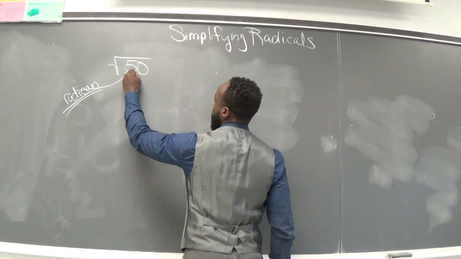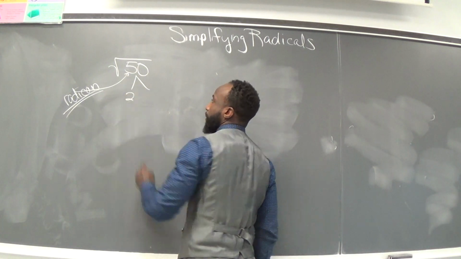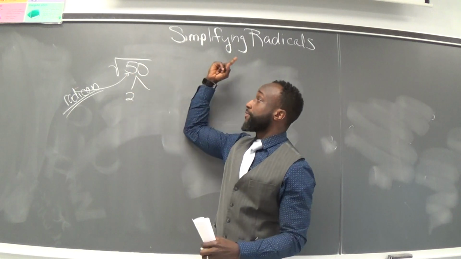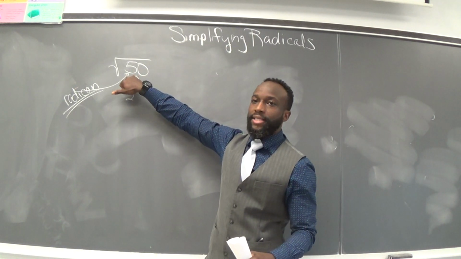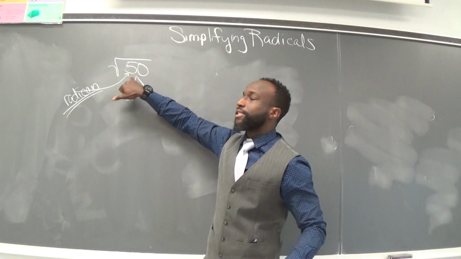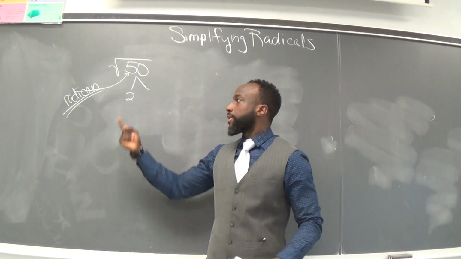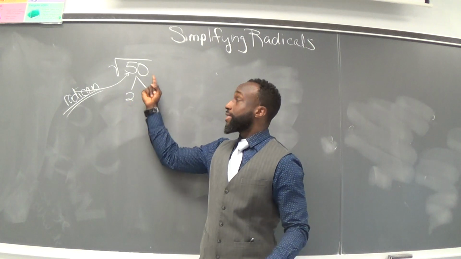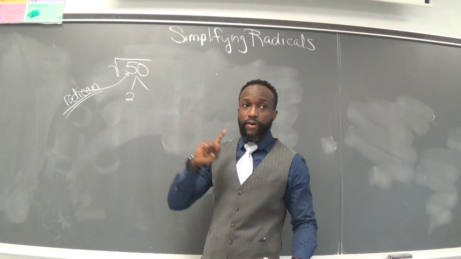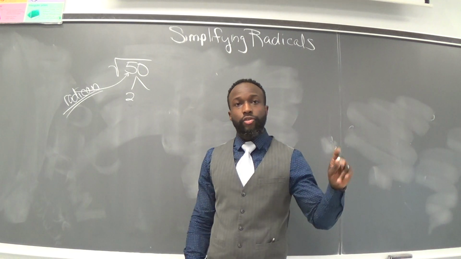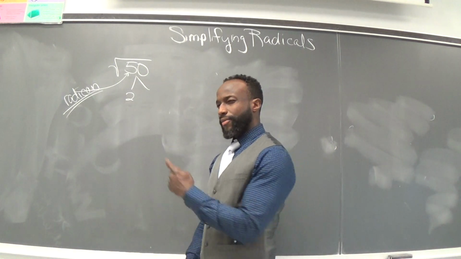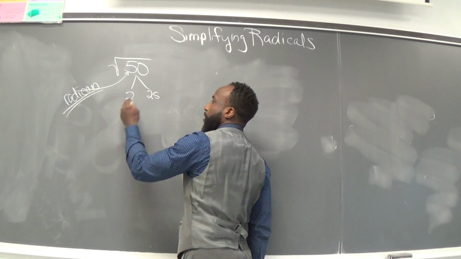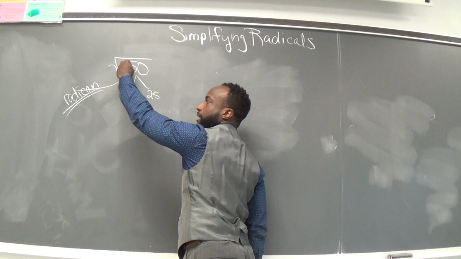So here we go. So if we look at 50, the other thing that we want to think about when we are simplifying radicals is we want to divide this number. We want to divide this number by prime numbers, right? So the number that we pull down first is the prime number, right? Since this is an even number, the first prime number that we'll be able to use is 2. So we'll divide 50 by 2. When we divide 50 by 2, we get what? 25. We get 25.